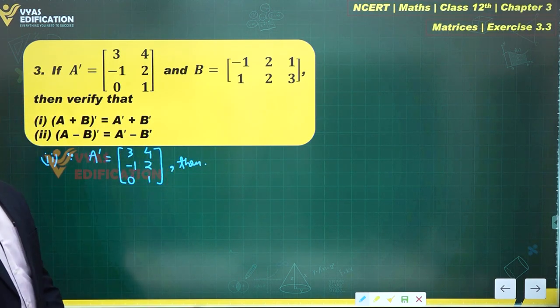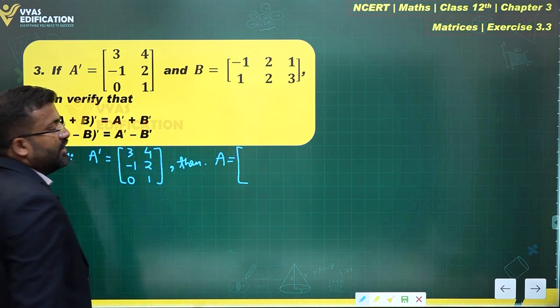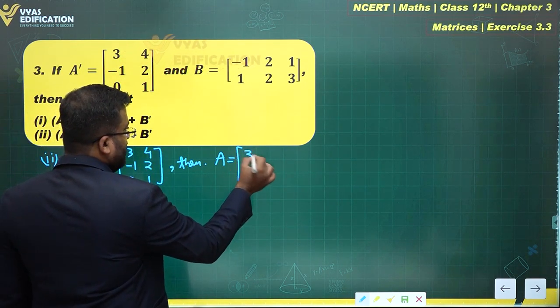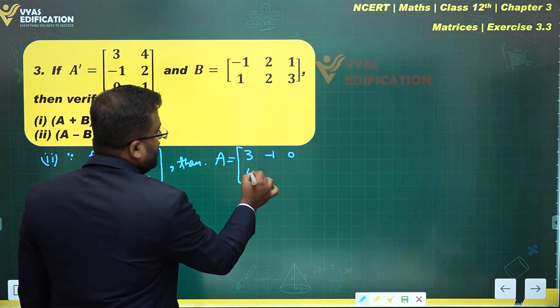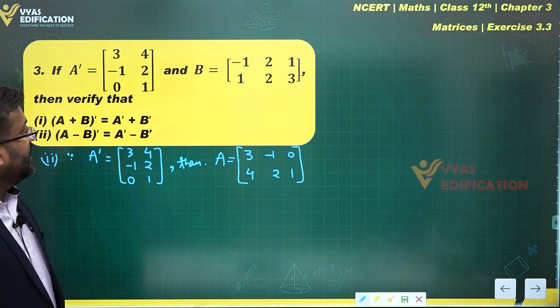Then since A transpose is already there, the matrix A will be equal to what? The matrix A can be easily obtained. This is 3, minus 1, 0. The first column becomes the first row, the second column becomes the second row. This is matrix A, okay?